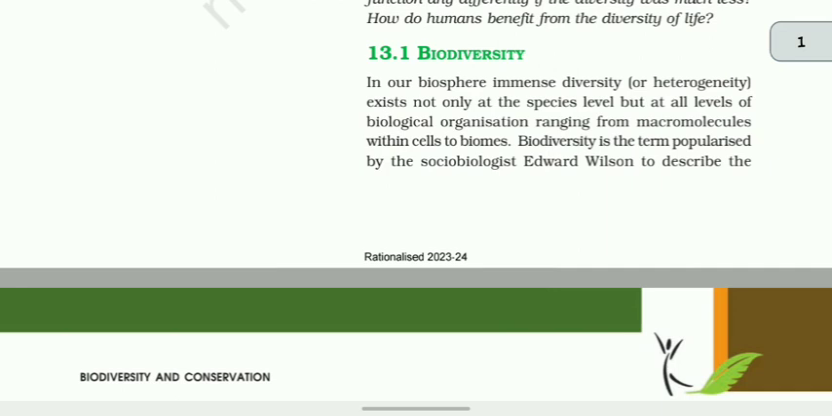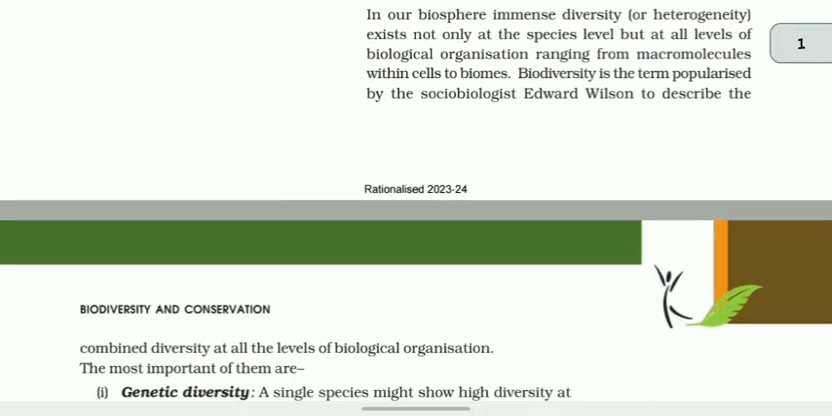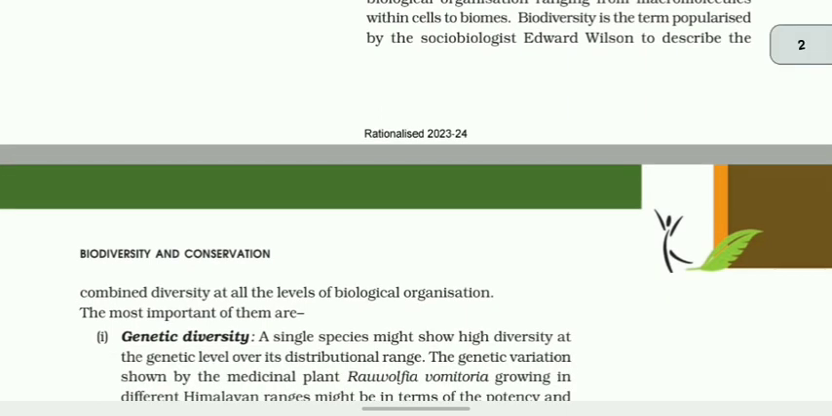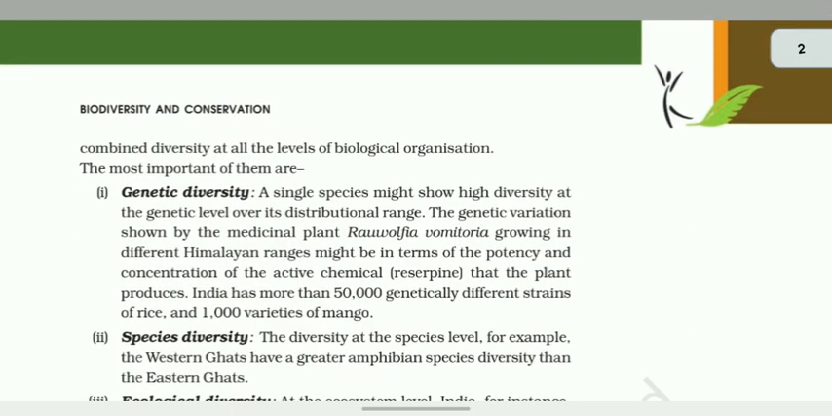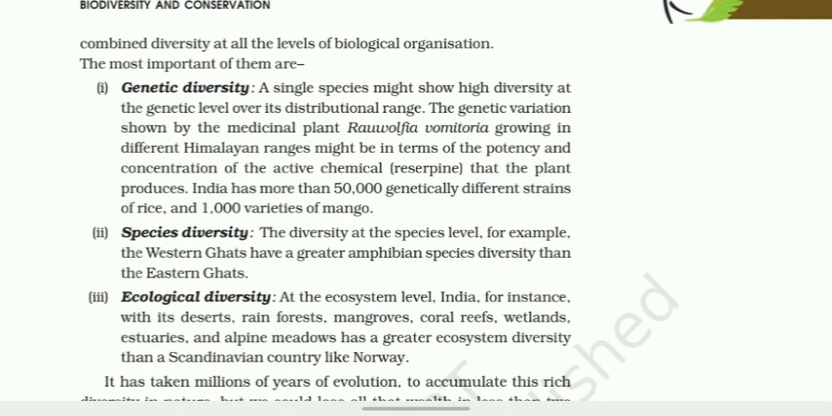13.1 Biodiversity. In our biosphere, immense diversity exists not only at the species level but at all levels of biological organization, ranging from macromolecules within cells to biomes. Biodiversity is a term popularized by sociobiologist Edward Wilson to describe the combined diversity at all the levels of biological organization. The most important of them are: number 1, genetic diversity.